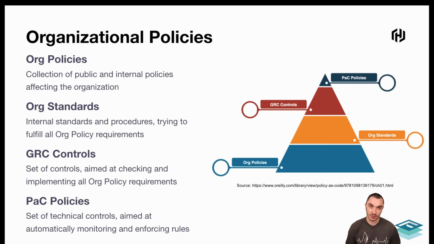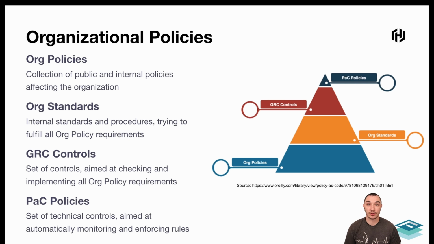Also, enterprise architecture frameworks, COBIT for example, heavily work with controls. And depending on the nature of a control, you can then derive policy as code from that. PaC stands for policy as code. These are purely technical policies that allow you to check and enforce certain circumstances in your organization.